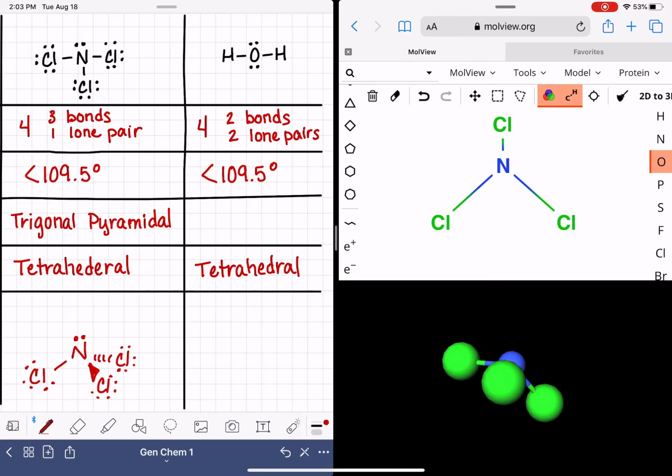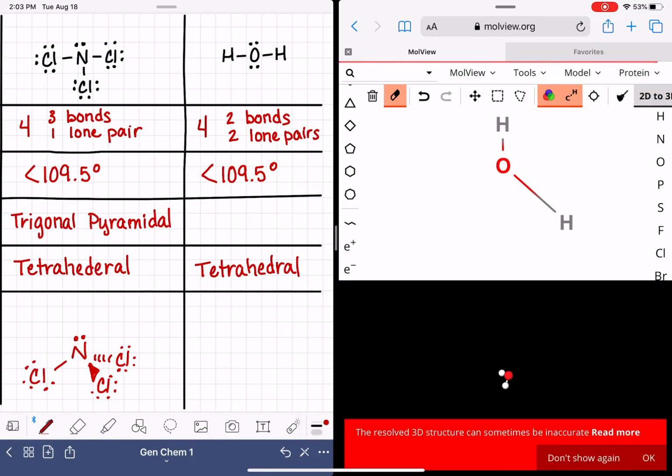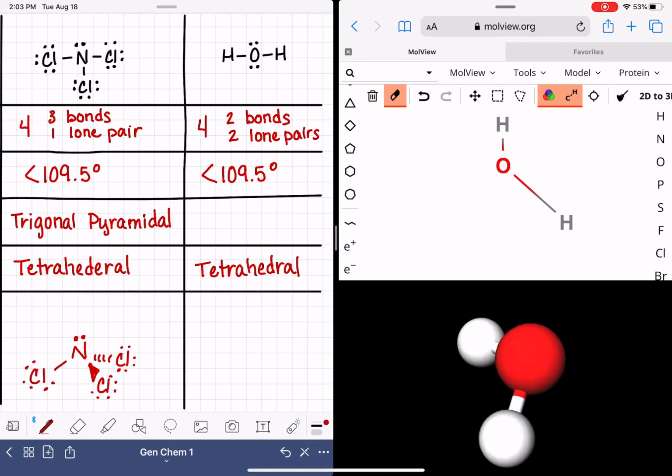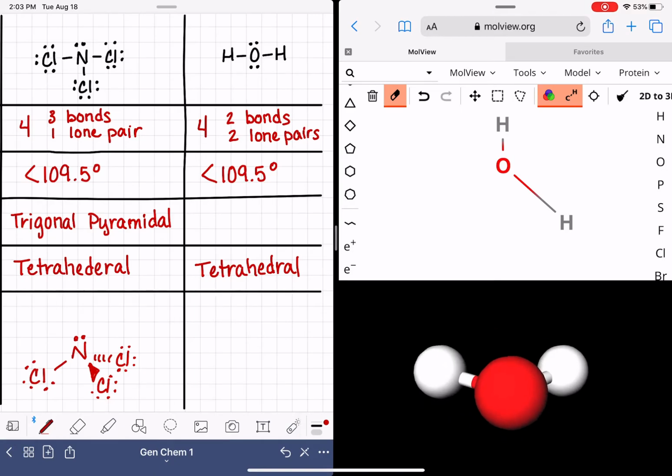Let's remodel in mole view. Let's change this up a little bit. So I've changed the central atom to an oxygen and changed the outer atoms to hydrogen and got rid of one of the outer atoms. And here is our water molecule. Here's what it looks like.